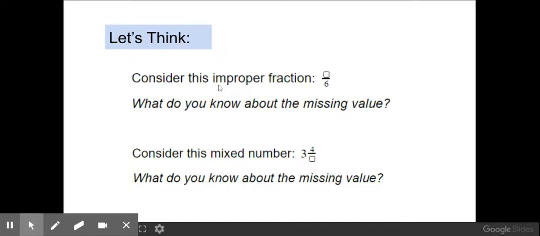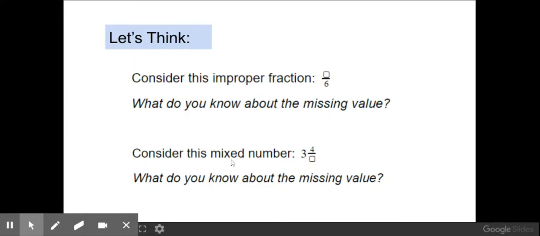It's already told me that I am looking at an improper fraction, and we know that an improper fraction equals 1 or more than 1. So what do I know about the missing value? I know that that missing value needs to be a 6 or a number greater than a 6. It needs to be a 6, a 7, an 8, a 9, 100, 1,000, 456. It just needs to be a 6 or bigger than a 6. If it was something smaller than a 6, it wouldn't be an improper fraction anymore.